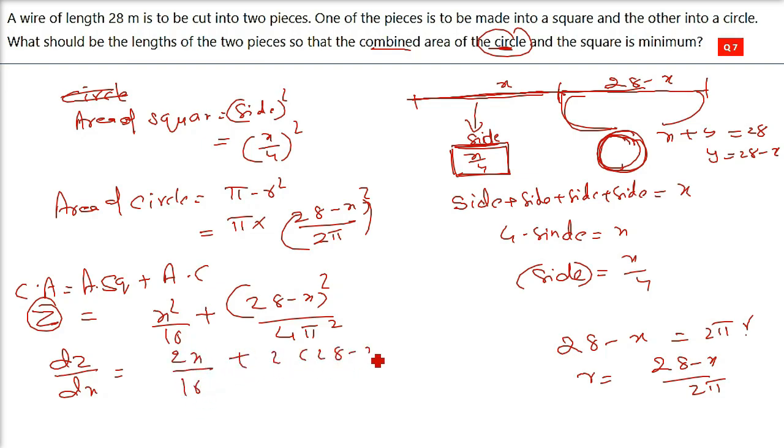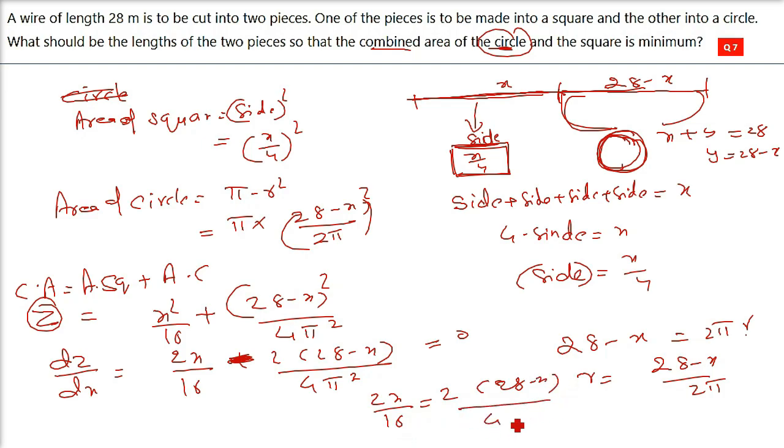Now I am differentiating. x square gives 2x, and 2x by 16 is x by 8. Then 2 into 28 minus x, and the differentiation of 28 minus x is negative, so we have placed a negative in between, with 4 pi in the denominator. Now just equate it to 0. When we equate it to 0, these two terms go left and right, and you just rearrange it so that you get x. I hope you will be able to get x from here, because this is not a very big task.